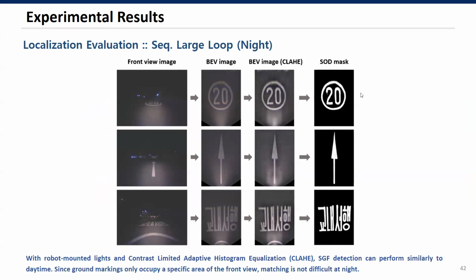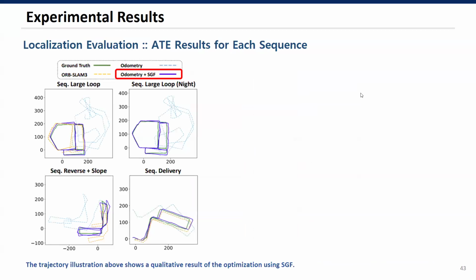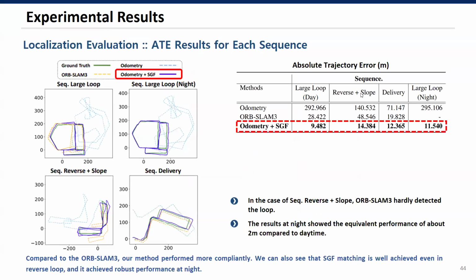With lobe-mounted light and contrast-limited adaptive histogram equalization, SGF detection can perform similarly to daytime. Since ground markings only occupy a specific area of the front view, matching is not difficult at night. The trajectory illustration above shows a qualitative result of the optimization using SGF. Compared to the ORB-SLAM3, our method performed more completely.